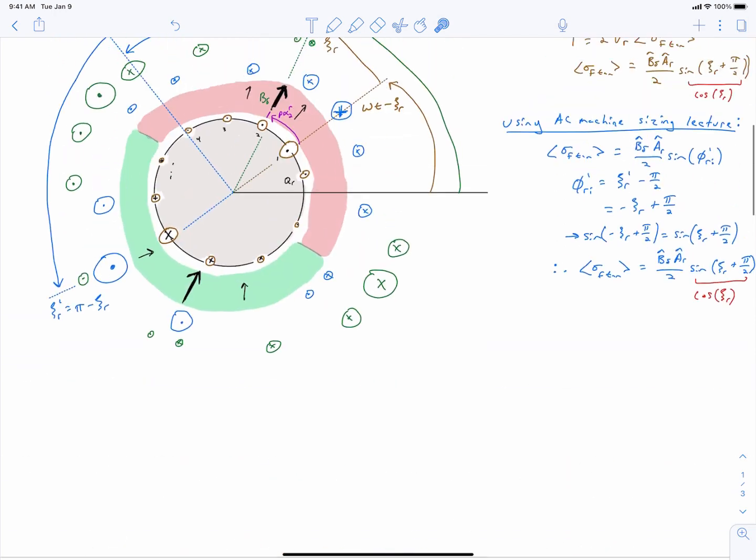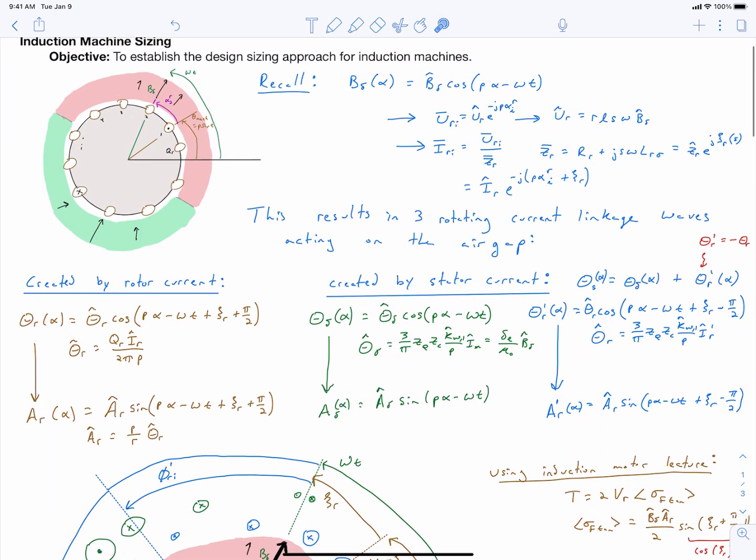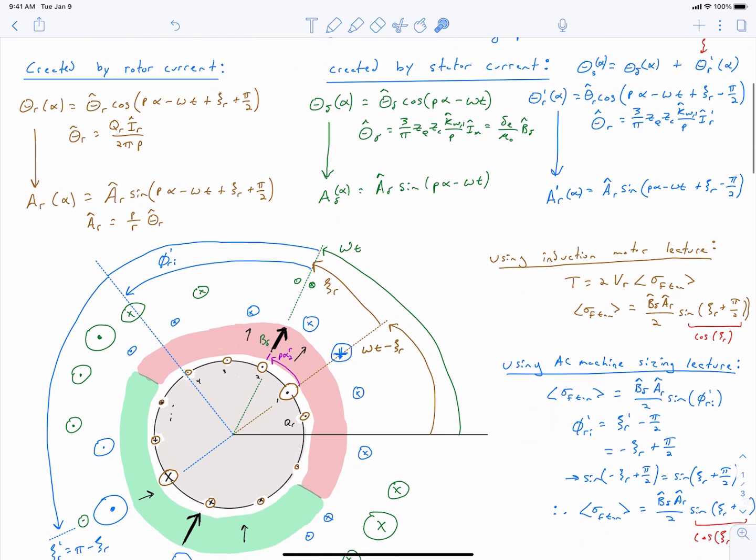Okay, that concludes this video. In this video, we've established a design sizing approach for induction motors, and we did it based off of the first principles of physics that we've been developing for how an induction motor works.